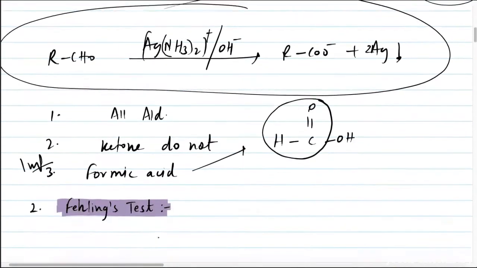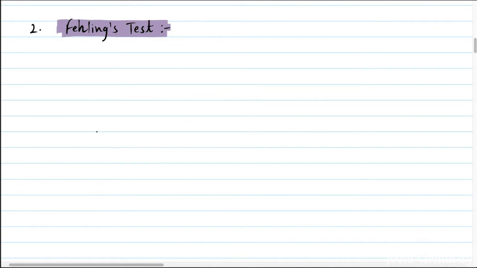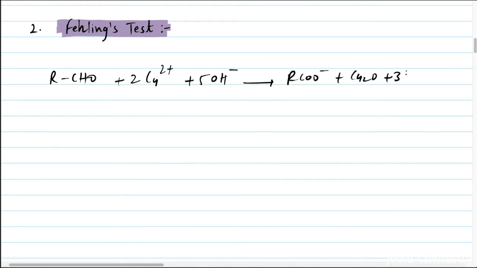This is very interesting. Okay, now the next one is Fehling test. Fehling test confirms your RCHO, meaning aldehyde, but only aliphatic aldehyde, not aromatic aldehyde. So the reagent is copper 2 positive plus 5OH negative, which will give you RCOO negative plus Cu2O plus 3H2O. So this is your red brown PPT, which confirms your aliphatic aldehyde.